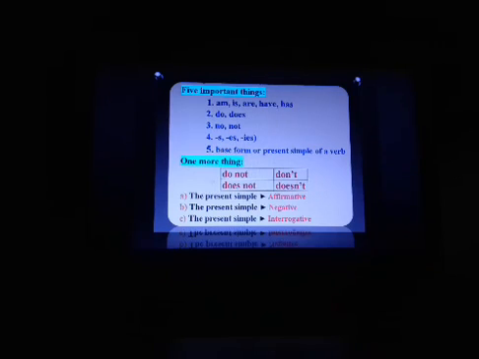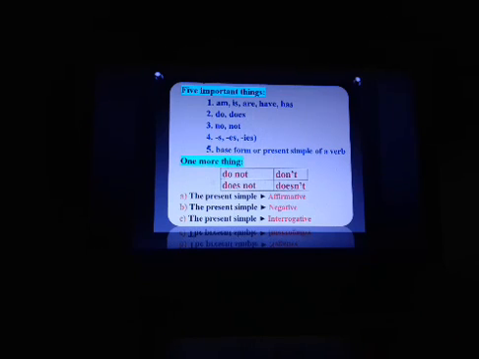Now what is the base form? Actually, the base form is the basic form of a verb that has no special endings. For example, s or es or ed, ing, nothing will be added to the base form, and that is the present simple form verb. One more thing you see here: do not, don't, does not, doesn't. Actually, this is shortened: do not is shortened to don't, does not is shortened to doesn't. So dear students, in this class we have learned how to make the present simple tense verb.